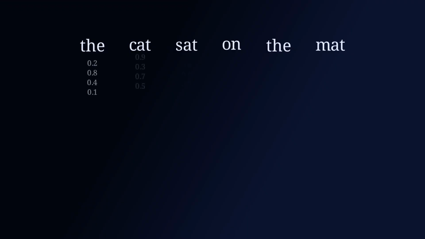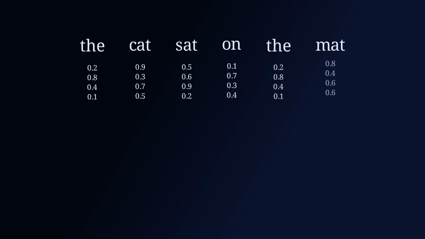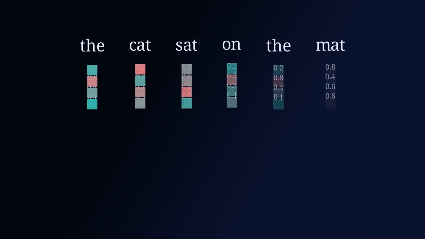So the very first thing that happens is that every word gets turned into a list of numbers, a vector. Think of each vector as a point in a high-dimensional space, a coordinate that captures something about the word's meaning. We'll draw each of these vectors as a little vertical column of colored cells, warmer for larger values, cooler for smaller ones. Don't worry about the exact numbers. What matters is that similar words end up with similar-looking columns.